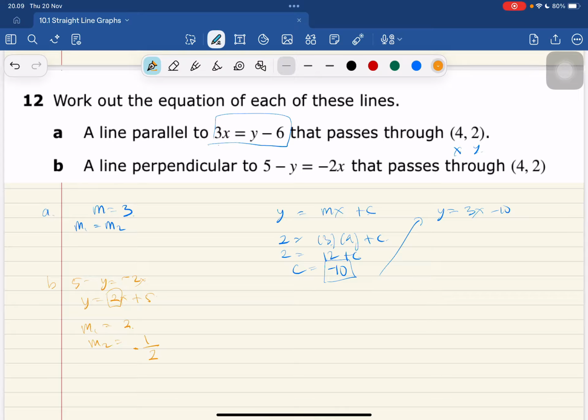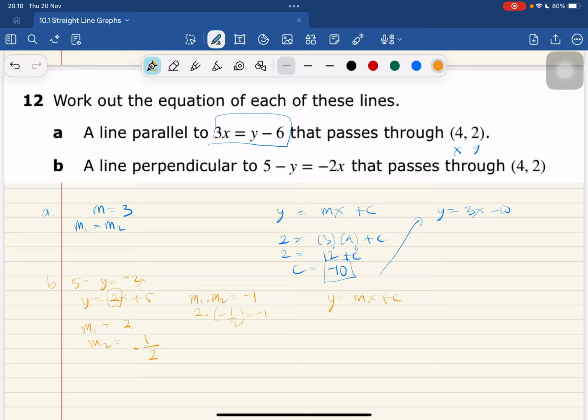A line perpendicular to it. So the gradient is equal to 2, and the perpendicular gradient is like this: m1 times m2 equals minus 1. If the gradient equals 2, then m1 must be minus 1 over 2 to make it negative 1. Okay, let's substitute into y equals mx plus c.